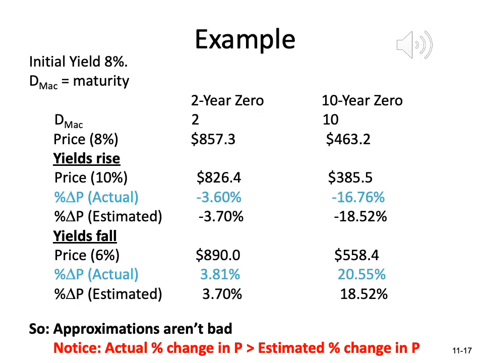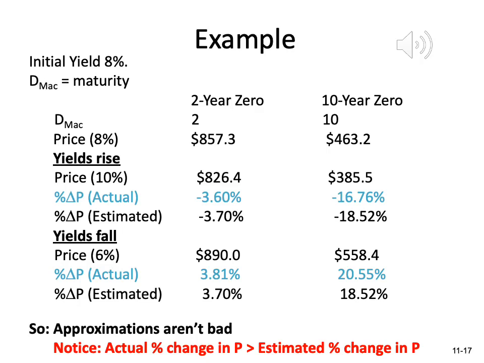Originally, the yield is 8%. What if the yield falls down to 6%? Because there is an inverse relationship, we know the price percentage-wise will increase in the bond. So again, we use the estimated numbers using duration. Using duration, the percentage change in the price will be positive 3.7%.